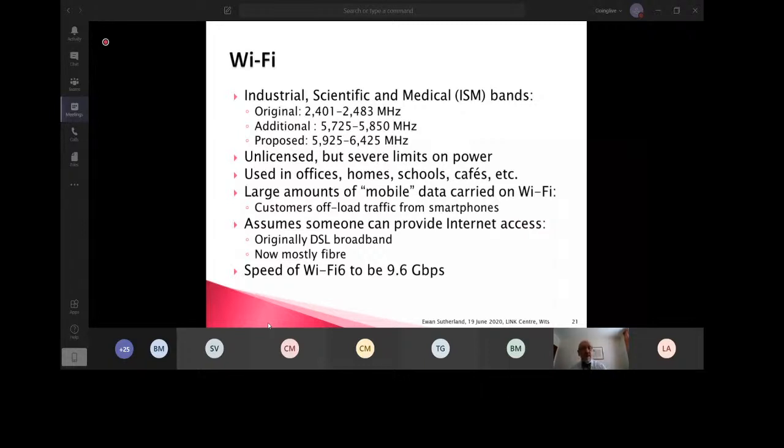Originally DSL, increasingly the expectation is that it will be optical fiber. And the speed of Wi-Fi 6 has now been taken up to 9 gigabits per second, which is really very, very impressive. So the Wi-Fi is faster, and it's doing all sorts of really quite clever things. And it sits in this band where you simply go to the shop and buy the equipment and plug it in, albeit that you can't be sure of the quality because you don't really know what other equipment is around.